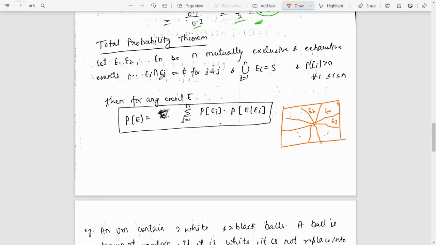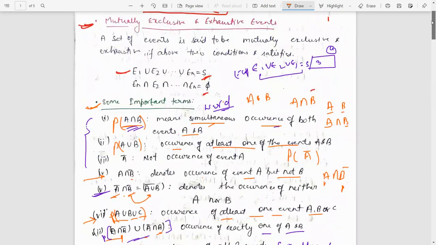This is saying that E1, E2, up to En are n mutually exclusive and exhaustive events. Here you can see that every event is mutually exclusive and exhaustive, because if they were not, then some events may overlap with others. So the first condition of the total probability theorem is that all the events should be mutually exclusive and exhaustive. We already saw mutually exclusive and exhaustive.